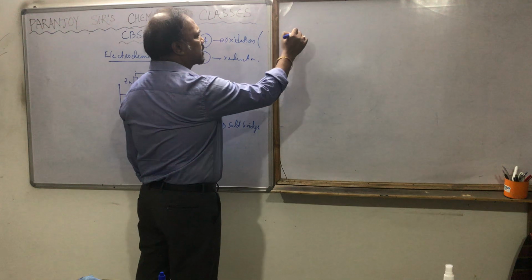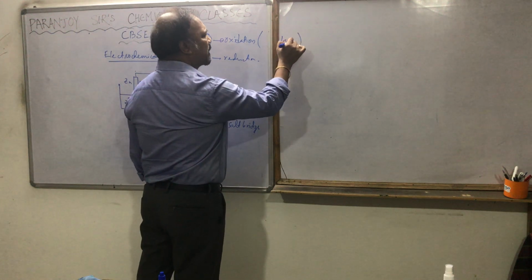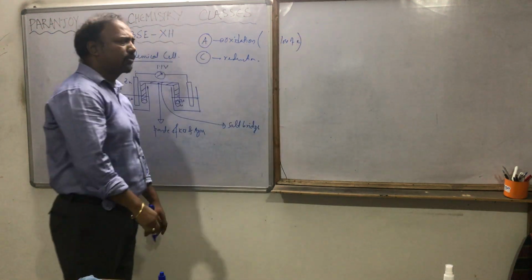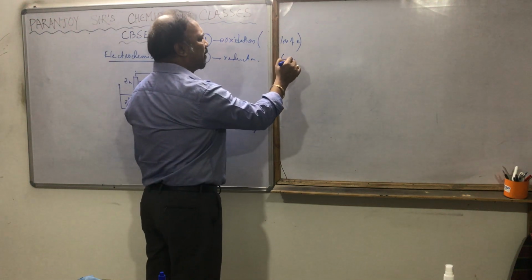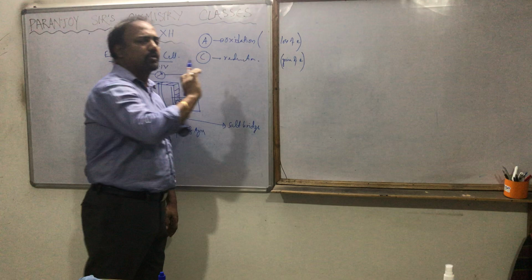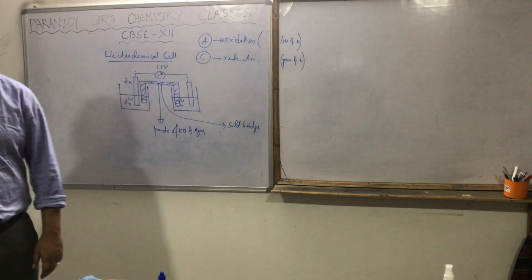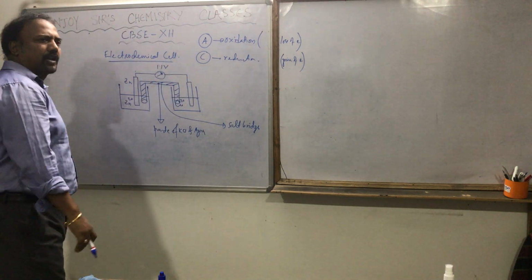Oxidation means what? Oxidation means loss of electron. You know this, loss of electron. And reduction means what? Reduction means gain of electron. That also we know, we have studied that in class 11. Loss of electron and gain of electron.